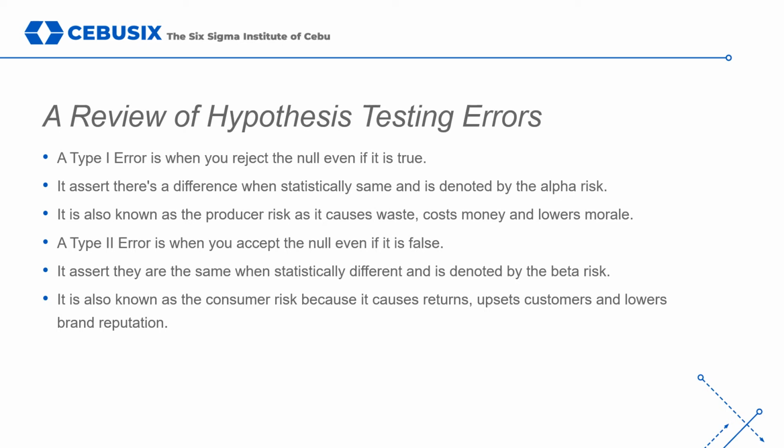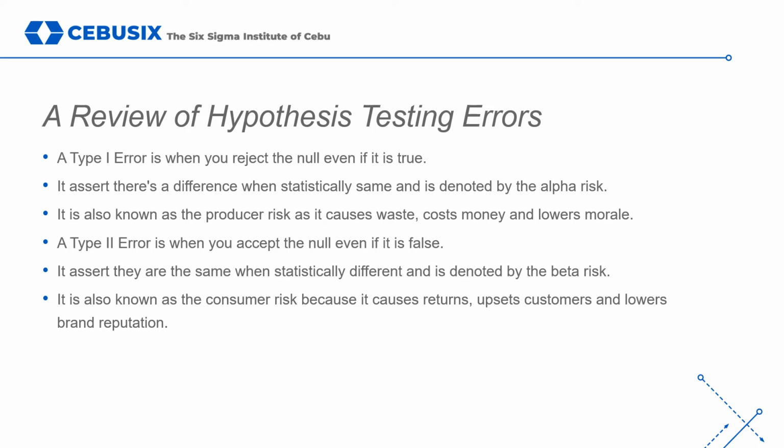In a manufacturing environment, if the null hypothesis is true but is rejected due to a type 1 error, then material that is within specification, material that is statistically the same as the target, will be rejected. This is a producer risk. It causes waste, extra cost, and lower employee morale.